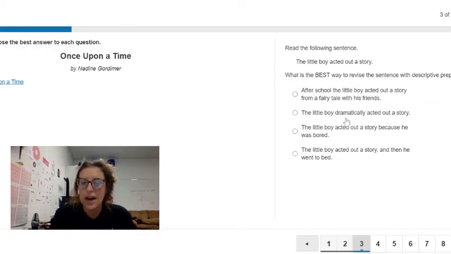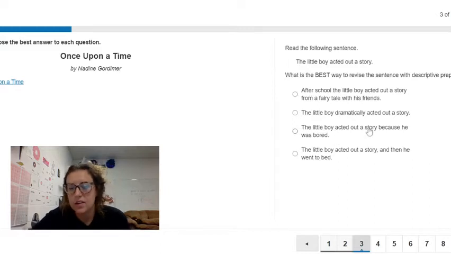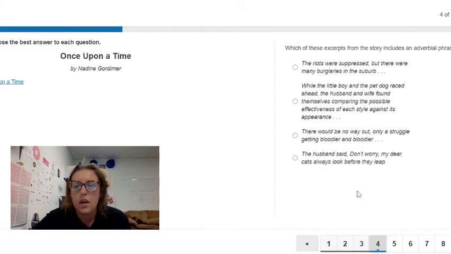The little boy dramatically acted out a story. That's an adverb right there, the way he acted out. The little boy acted out a story because he was bored. No. The little boy acted out a story and then he went to bed. So the best answer here is going to be A, right?